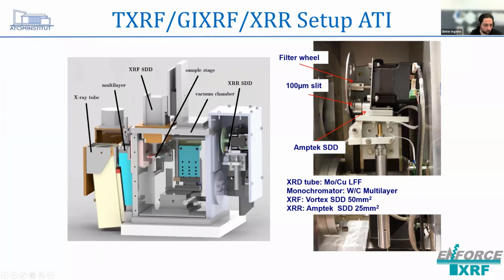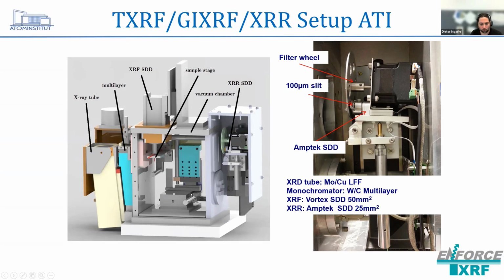Maybe I also want to mention that we have a quite similar chamber for detection of light elements, which uses a chromium tube and an SDD with a silicon nitride window, a very thin one, just some 20 nanometer silicon nitride window. So from the setup it's quite similar. It's just that the monochromator is also in this vacuum chamber.